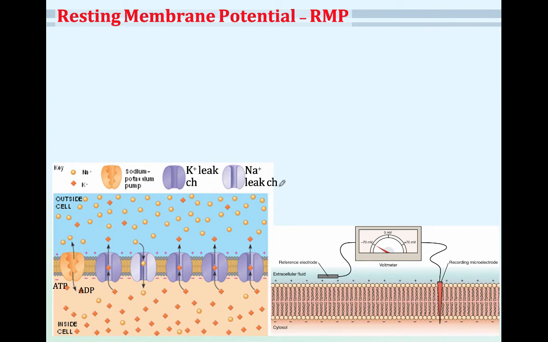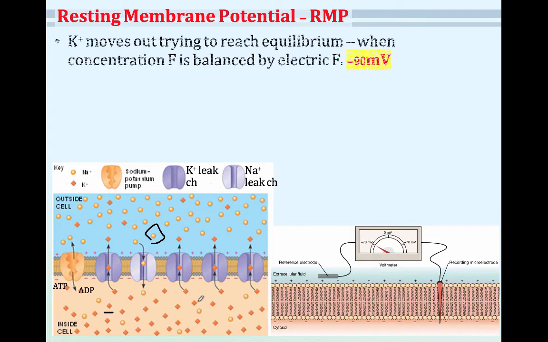This shows you a slightly better depiction of the leak channels. In this particular case, the potassium is represented by the orange diamonds. More potassium leak channels than there are sodium leak channels. Sodium is represented by the gold balls. But in either case, potassium is always leaving, sodium is always coming in. And then the other thing that we see here would be the sodium-potassium pump. They're constantly trying to move the sodium out of the cell and the potassium back into the cell.